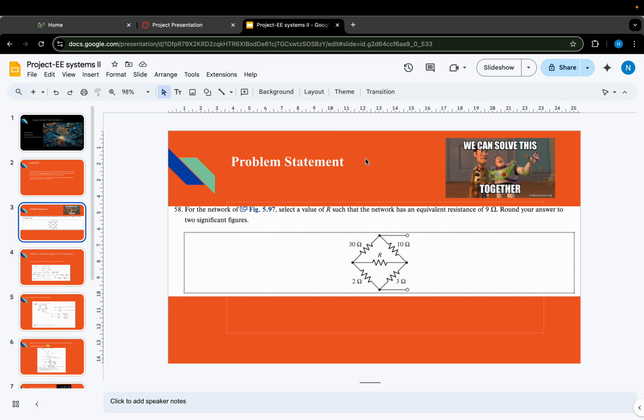And this is my problem statement. Let's not worry about it, we can solve this together. Okay, so this is question number 58, and it's asking me to find the value of R so that the equivalent resistance of this whole configuration will be 9 ohm.